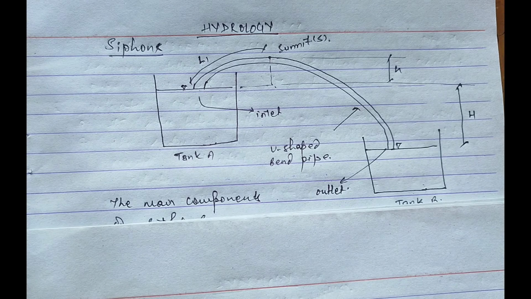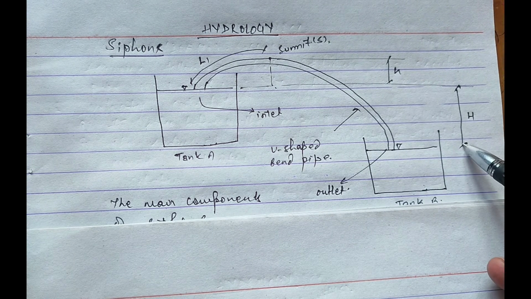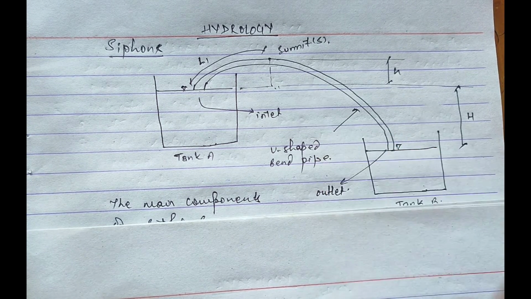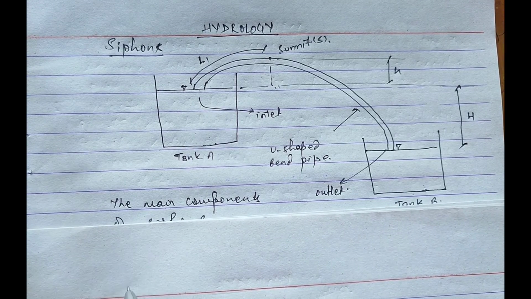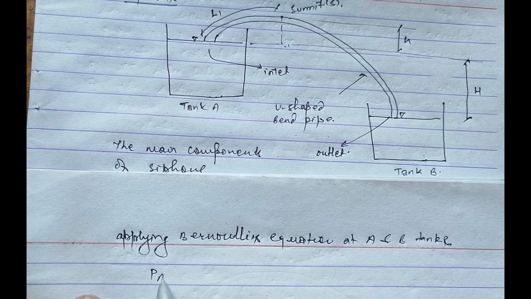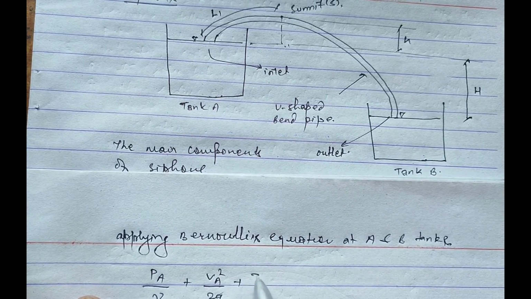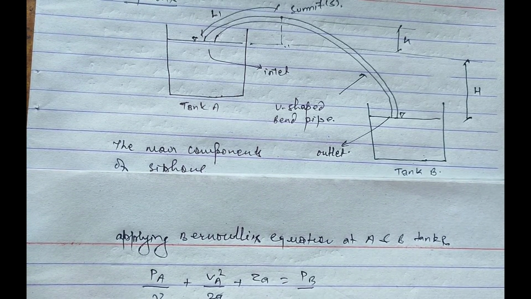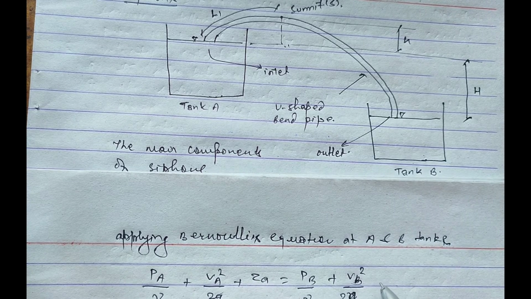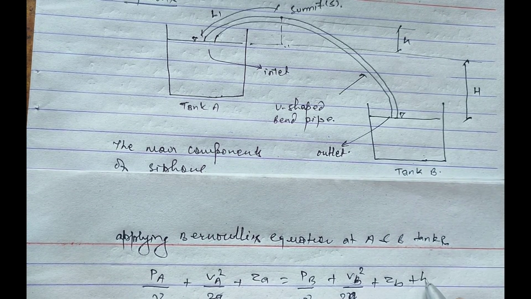For the calculation, today we'll find out the value of this head difference and this head difference. So let's start by using Bernoulli equation. PA by gamma plus VA square by 2G plus ZA equals PB by gamma, the pressure at B, plus velocity B square by 2G plus ZB plus head loss.